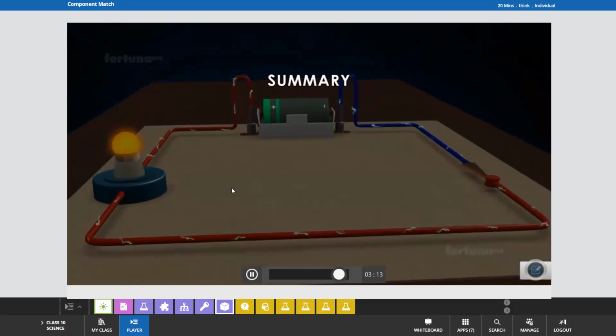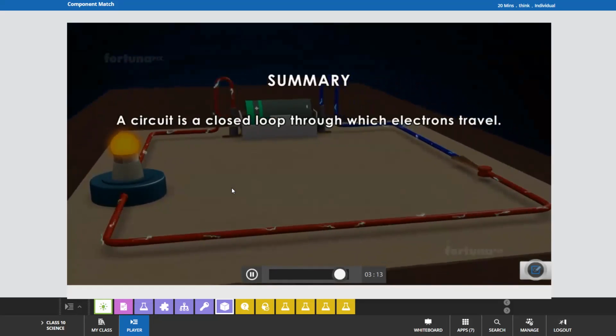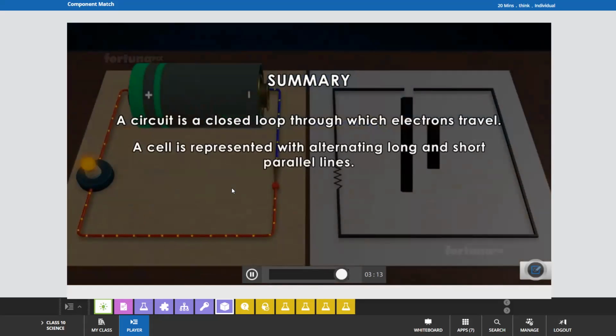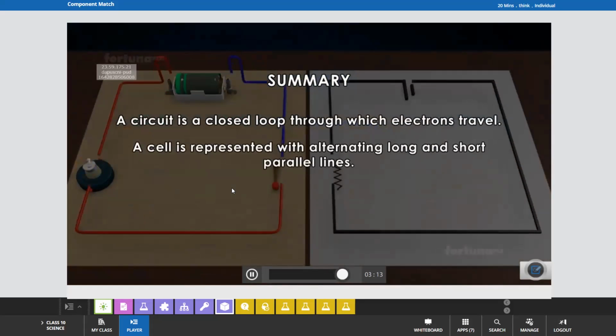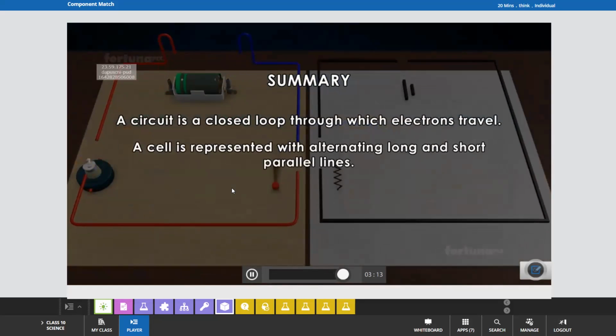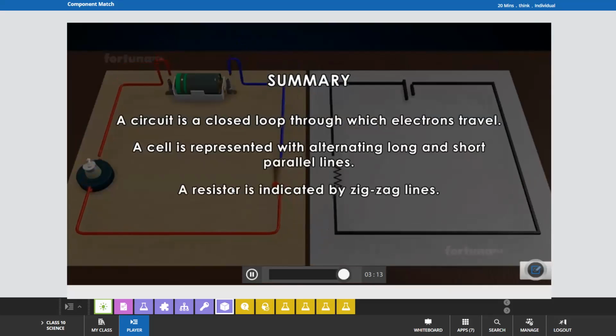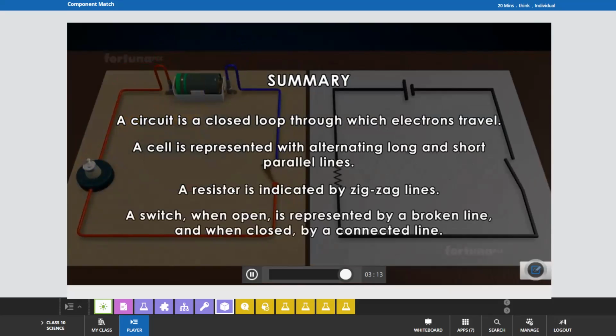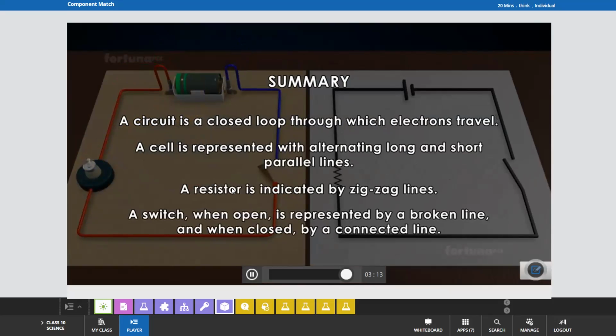Summary. A circuit is a closed loop through which electrons travel. A cell is represented with alternating long and short parallel lines. A resistor is indicated by zigzag lines. A switch, when open, is represented by a broken line, and when closed by a connected line.